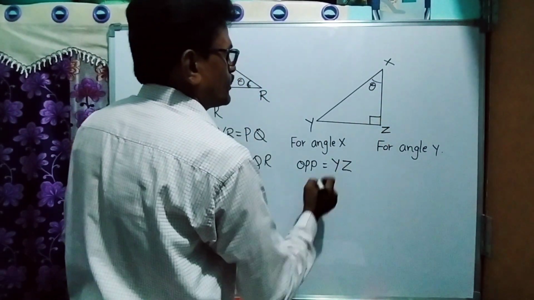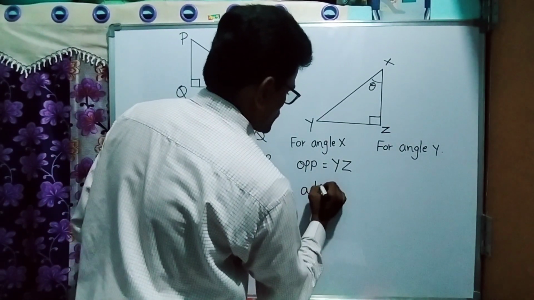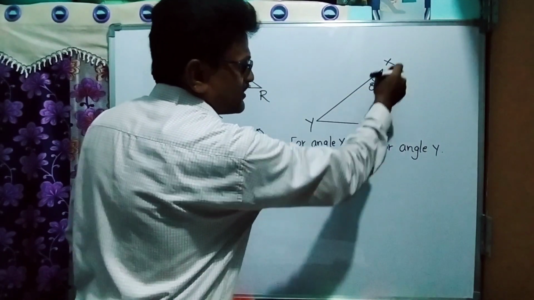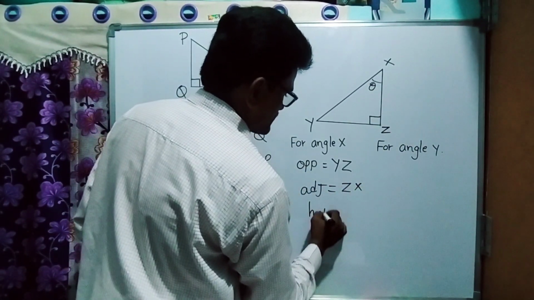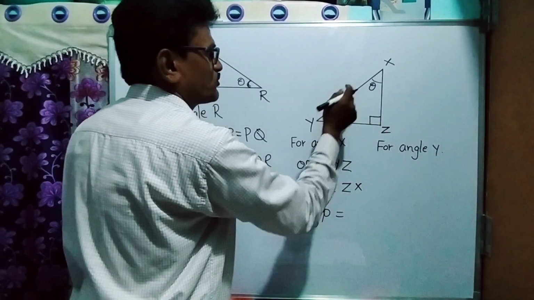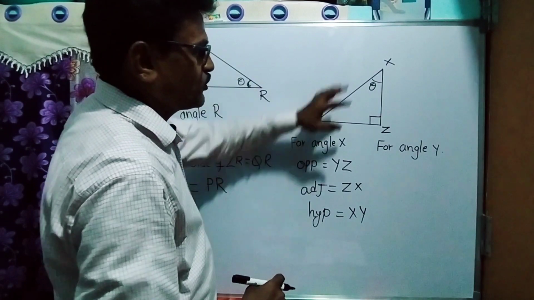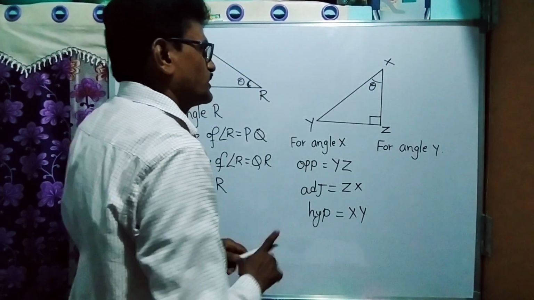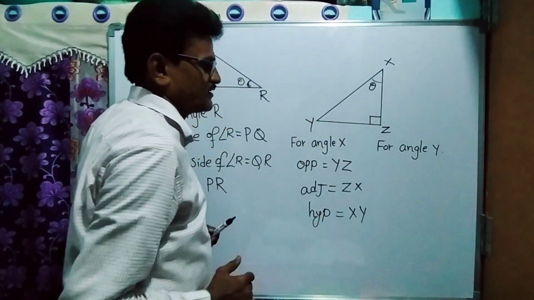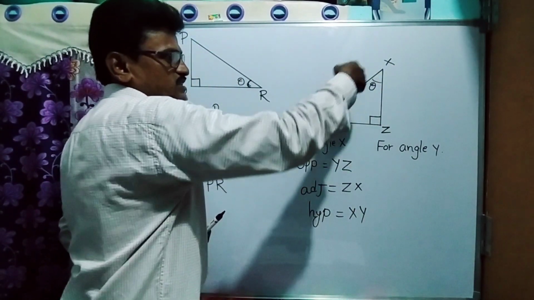Okay. Now what is adjacent? Just nearby. Adjacent of theta is ZX. Now what is hypotenuse? Hypotenuse is opposite to 90, it is XY. So see once again, with respect to theta, I am considering this as the acute angle. Here exactly opposite is YZ, adjacent is ZX and hypotenuse is XY.